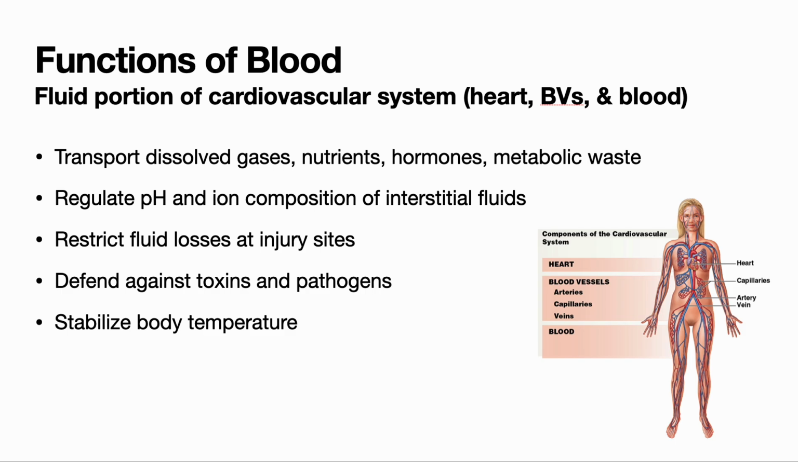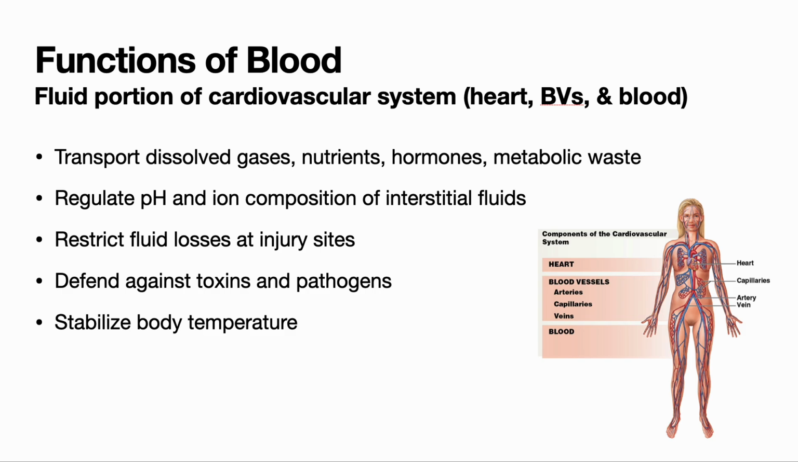Okay, let's remind ourselves that the functions of blood are actually quite a number. There's at least 5 of them. Blood is going to transport dissolved gases like oxygen and carbon dioxide. And that one might be obvious, but also the blood is going to be essential for moving nutrients and hormones around the body and for collecting metabolic waste and delivering it to, say, the kidneys or the liver, wherever it needs to go.